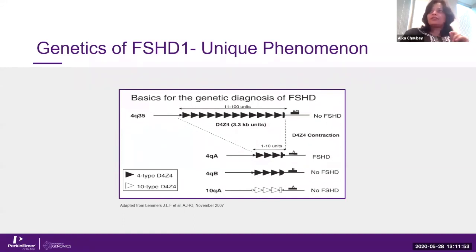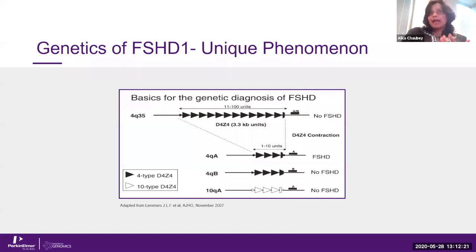However, there's a little bit of complexity here. Towards the end of the cluster, you see this little rectangle that says A/B. This is a polymorphic region on chromosome 4, which will be either A or B. So now it becomes really interesting to understand at what point the disease will actually manifest.